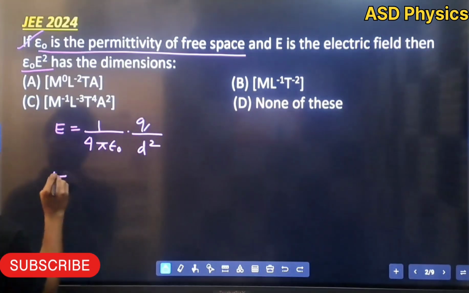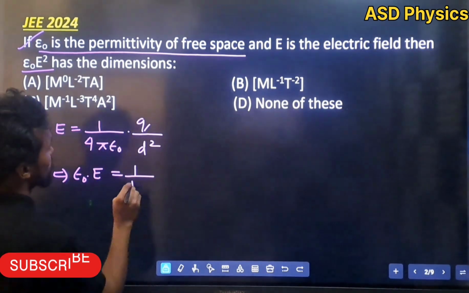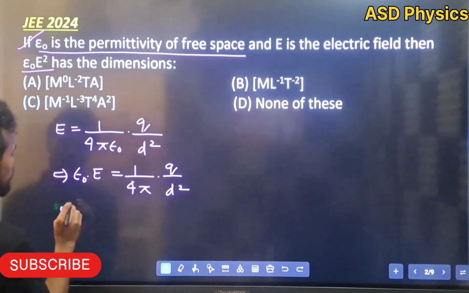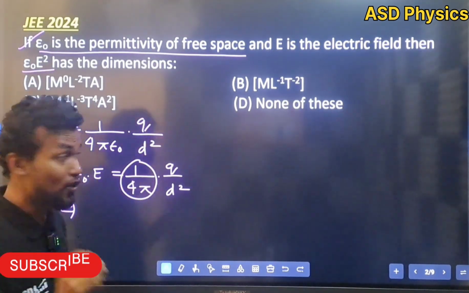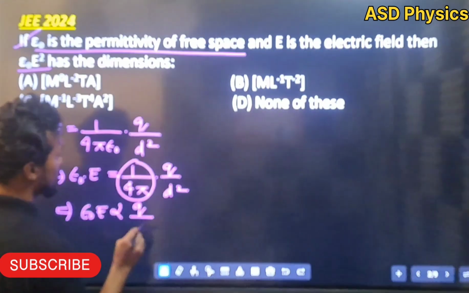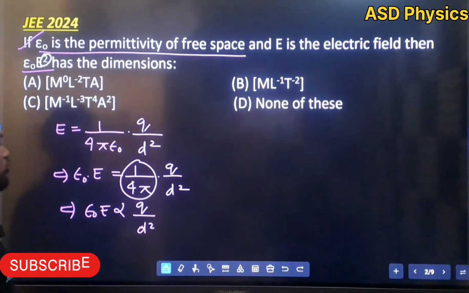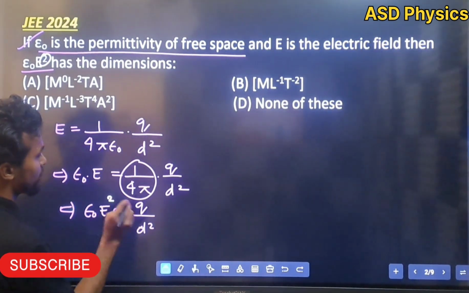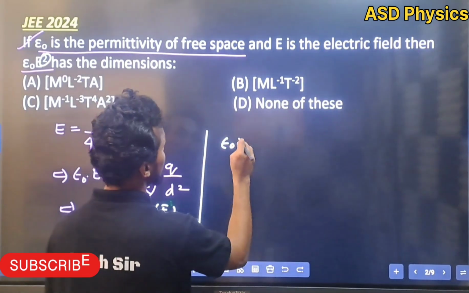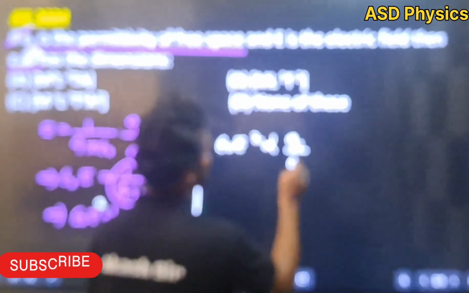Now, if I take epsilon naught to the left side, it will become epsilon naught E equal to 1 by 4 pi into Q by d square. Now you know 1 by 4 pi is a constant. That means we can write epsilon naught E is directly proportional to Q by d square. But here we need E square, so both sides will be multiplied by E. After that, epsilon naught E square is directly proportional to Q by d square.